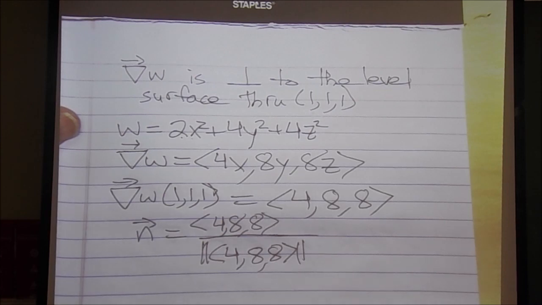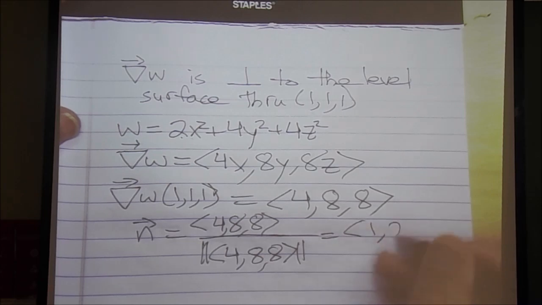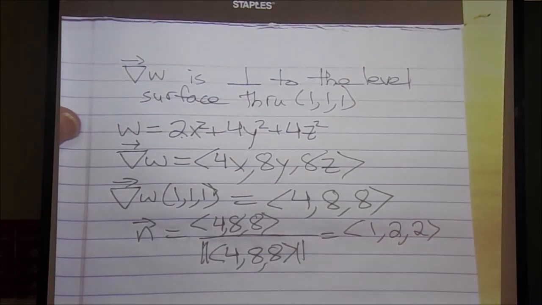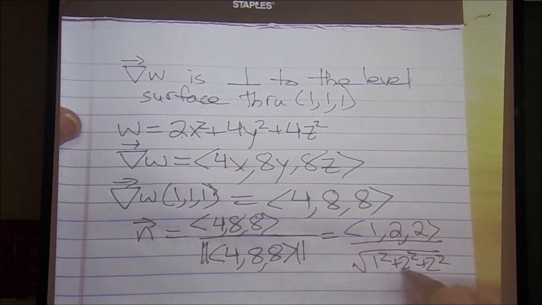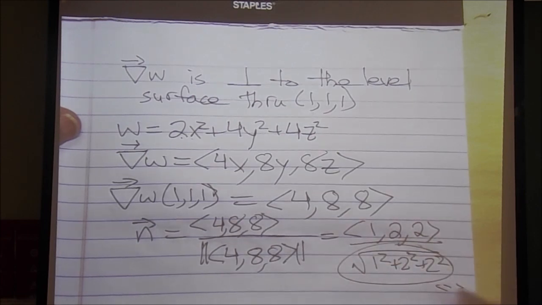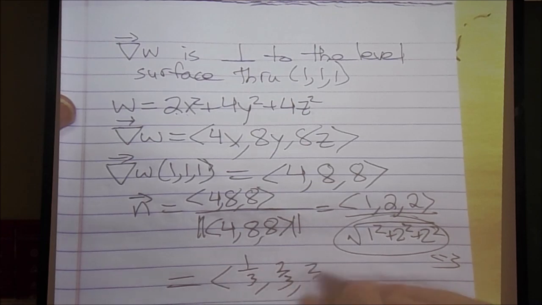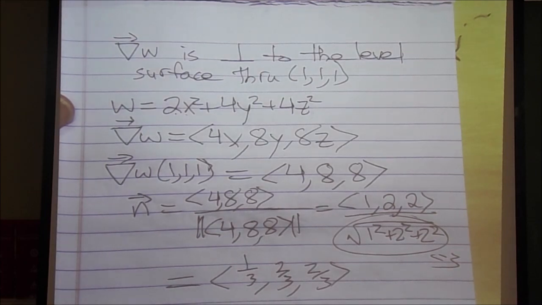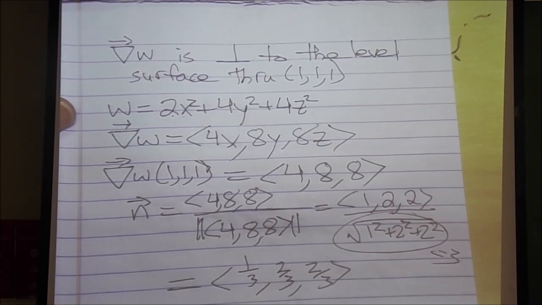These are kind of big numbers. Another vector that points in the same direction is the vector 1, 2, 2. If I take a unit vector in that direction, it will be the same unit vector. So I could take 1, 2, 2 over square root 1 squared plus 2 squared plus 2 squared. Well, this is square root 9, that's just 3, right? So this is the vector 1/3, 2/3, 2/3. That is a unit normal to the level surface of this function of three variables.